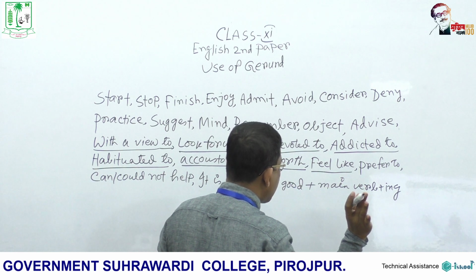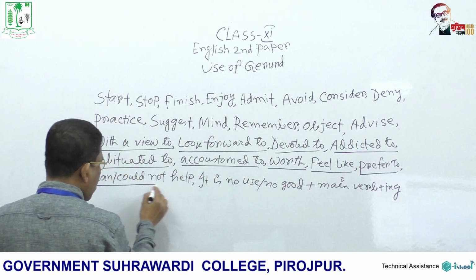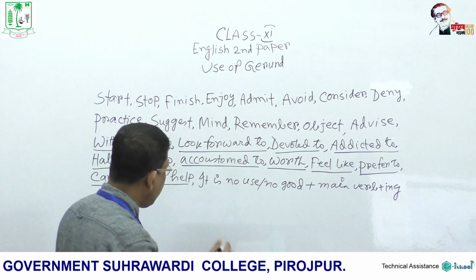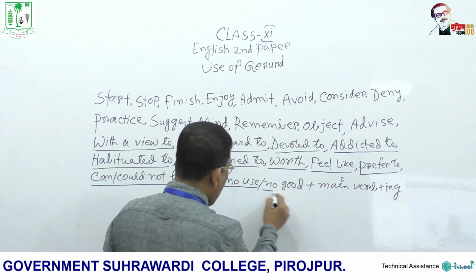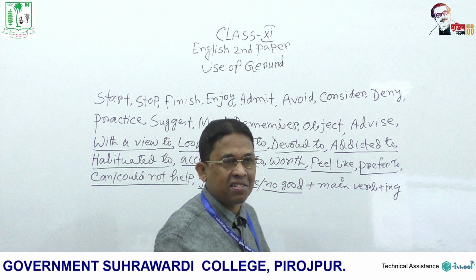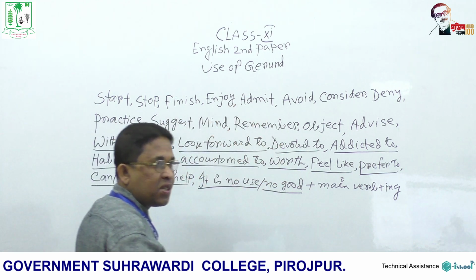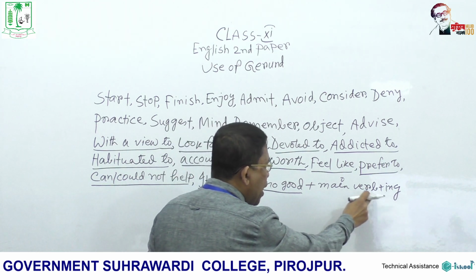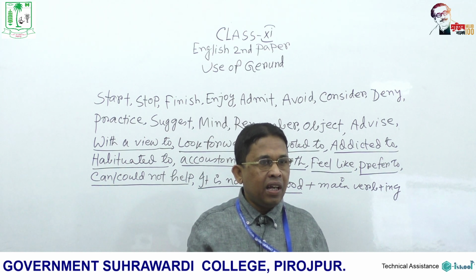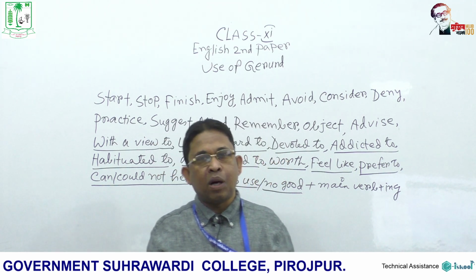or feel like. This is a very interesting phrase, prefer to, can or could, can or could not help, cannot help or could not help, and then it is no use or it is no good plus main verb plus ing, that is gerund. So, after all these verbs and phrases, we have to use main verb plus ing, that is verb plus ing. And ing is always used after the base form of main verbs, you know.